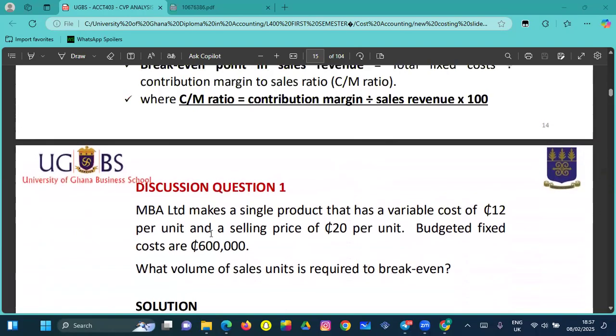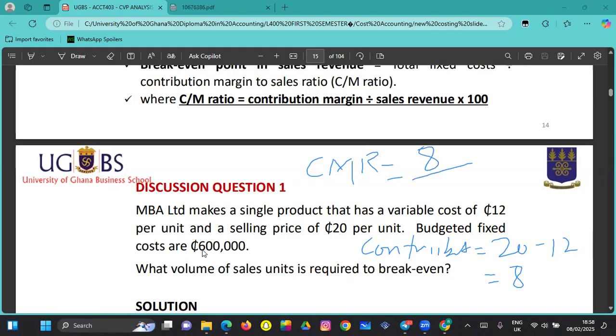All right, so this is a question here. MBA Limited makes a single product that has variable cost of 12 and per unit selling price of 20. Fixed cost is 600,000. So if we want to get contribution, it will be equal to 20 selling price minus 12, the variable cost, which is going to give us 8. So CMR here will be equal to 8, which is the contribution, over the total sales, 20, times 100.